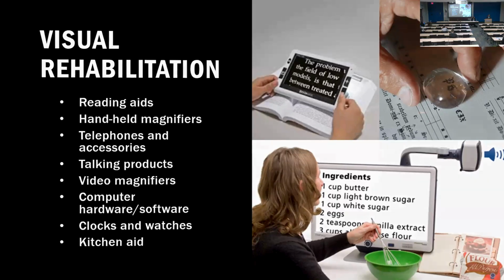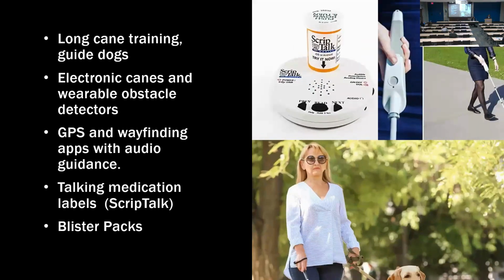There are service dogs, right? Everybody wants to keep a dog. That's a question we always have. There are some places that train certain specific dogs. You have electronic canes, which is very interesting. It can kind of tell you where the obstacles are. GPS. This thing on the bottom right is called the ScriptTalk. You put the medication bottle on that device and it reads out the prescription aloud in terms of what the medication is, how many milligrams, and how you are meant to take it. Or you could request the pharmacy to provide blister packs.